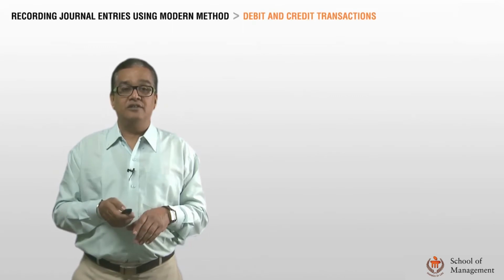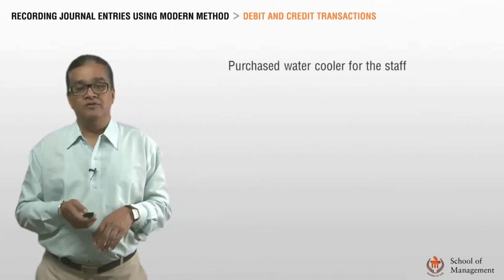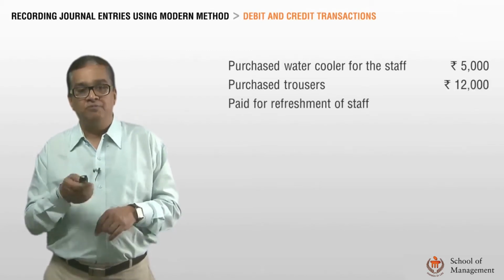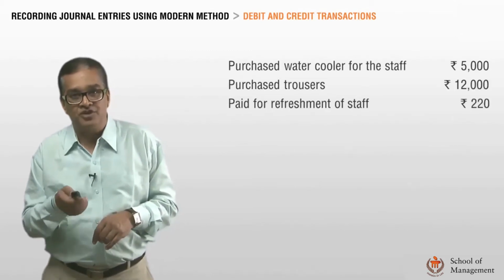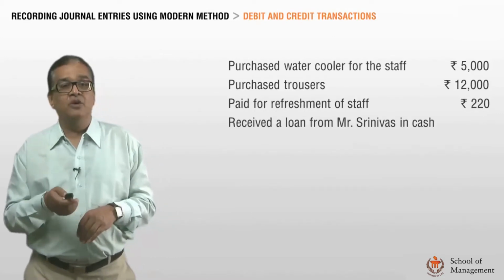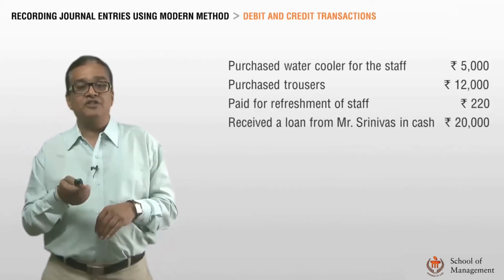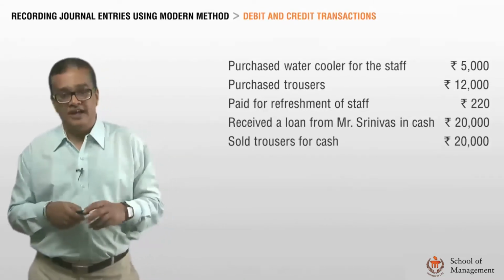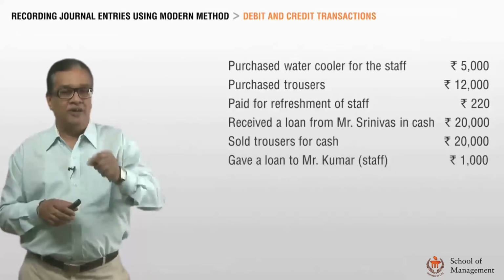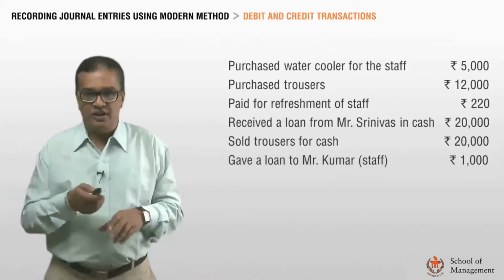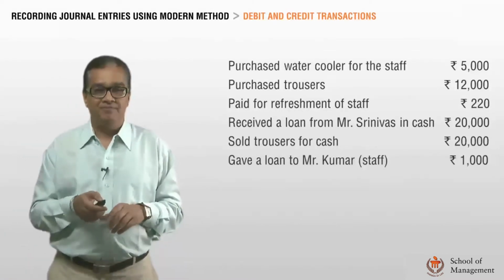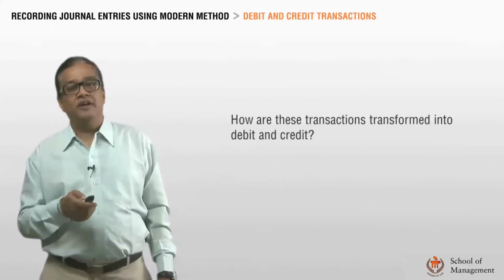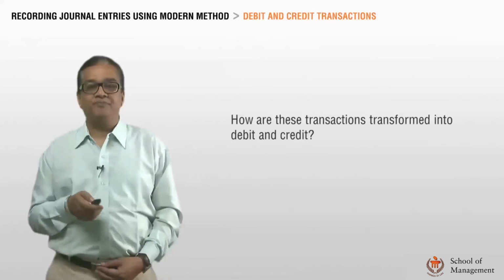See these transactions. Purchased water cooler for the staff rupees 5,000, purchased trousers for rupees 12,000, paid for refreshment of staff rupees 220, received a loan of rupees 20,000 from Mr. Srinivas in cash, sold trousers for rupees 20,000 in cash, and gave a loan of rupees 1,000 to Mr. Kumar, a staff. These are the transactions. How are these transactions transformed into debit and credit? See the recordings.